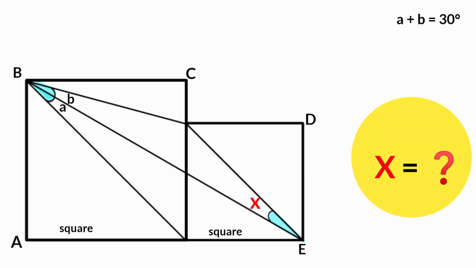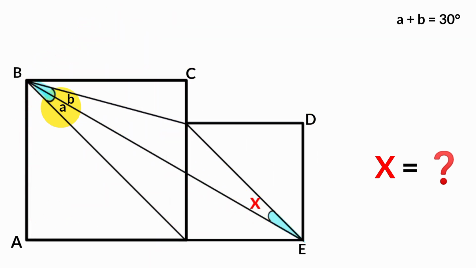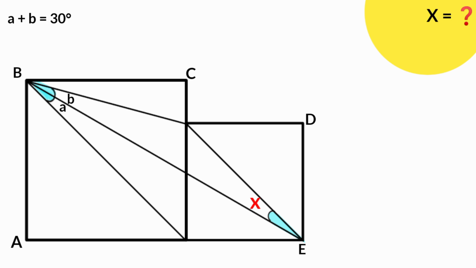In this question, we are to calculate the size of this angle x. We can see these two quadrilaterals are square-shaped quadrilaterals. We have the size of this angle to be A and this angle here B. And here they said A plus B is 30 degrees. So how can we solve it? Actually, it is a very simple question.